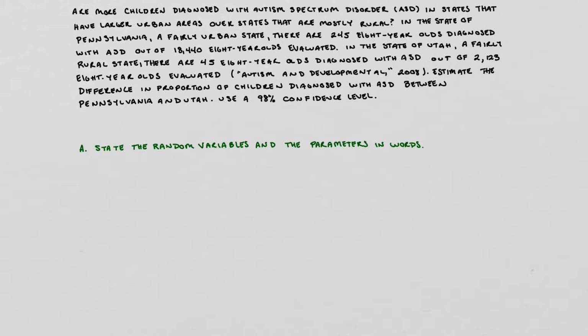Hi everyone, this video is for section 9.1. Here we will be looking at a confidence interval for two population proportions.